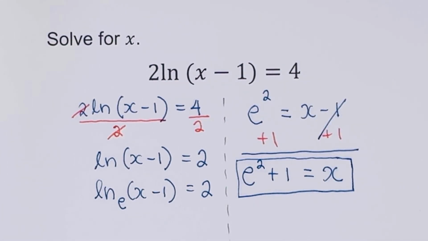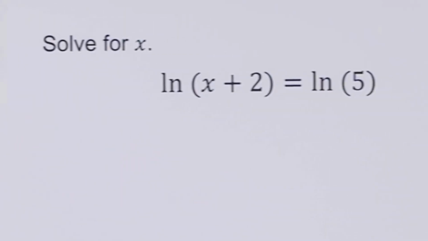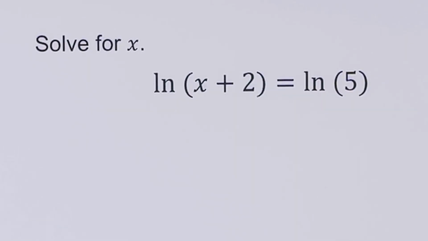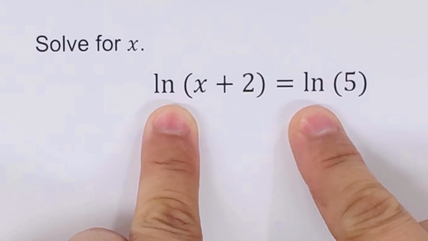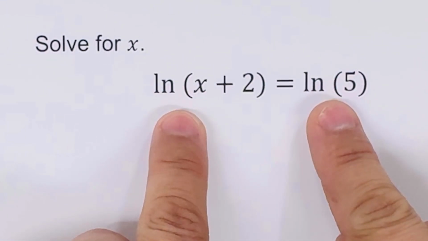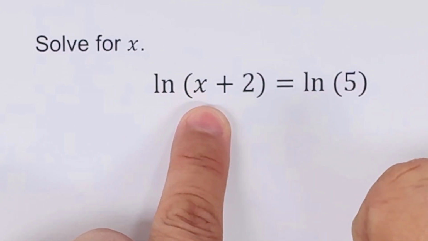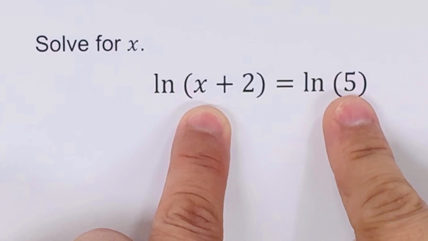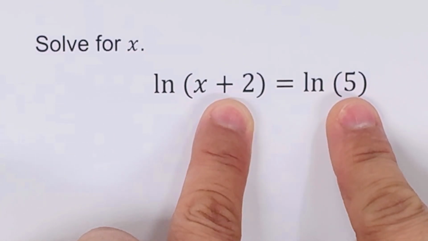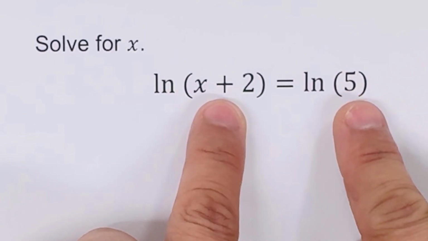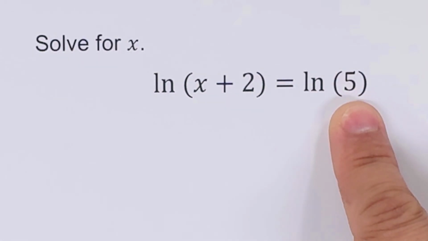Now let's have another example. Looking at the example we have right here, both sides have ln. Which means that they both have the same base of e. We can go ahead and say that the left side is equal to the right side. And so it means that their arguments are also equal. So we pretty much have to equal these two arguments, and that would be the value of x.